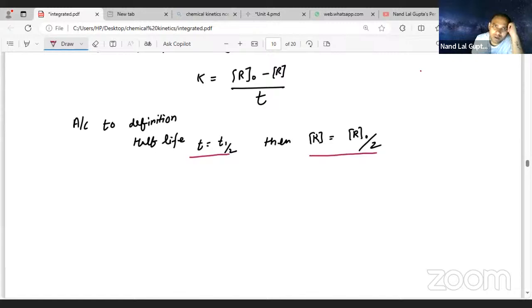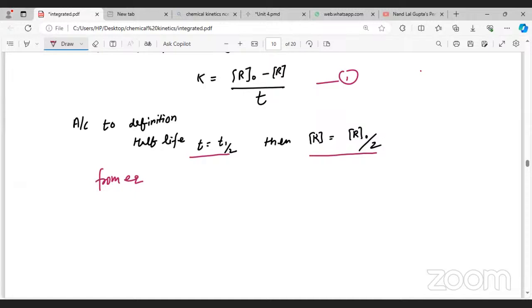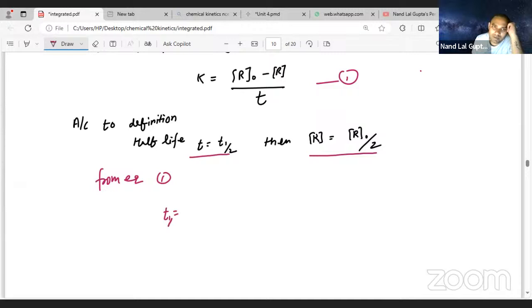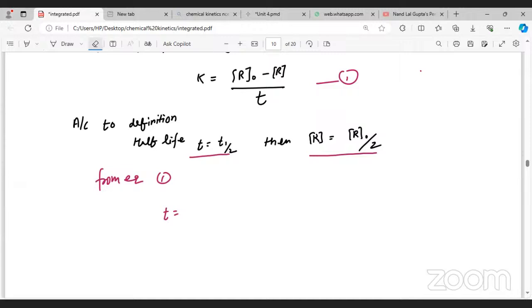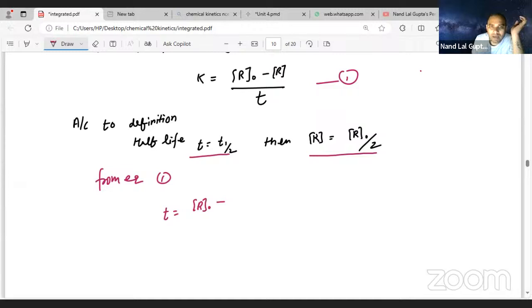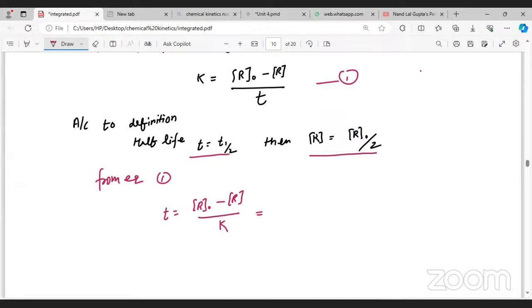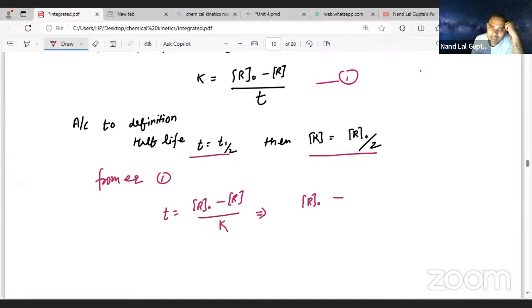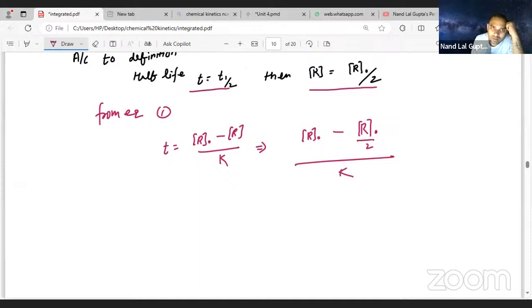From equation one, we can write T is equal to R naught minus R by K. So R naught value will be as it is, and R value is equal to R naught by 2 total, divided by K.